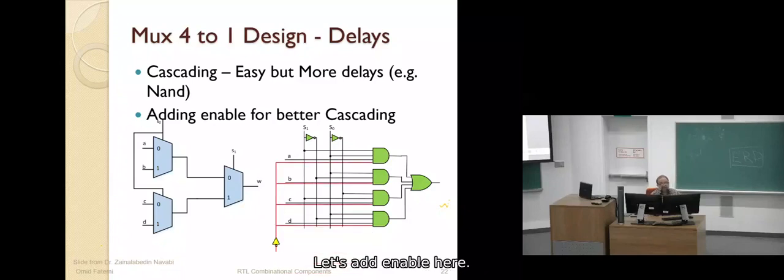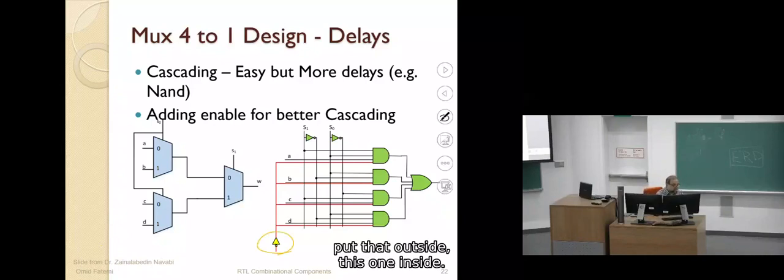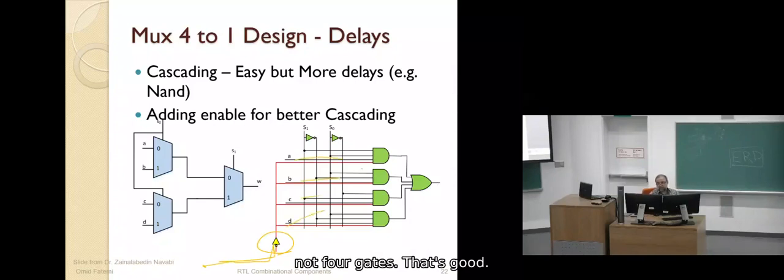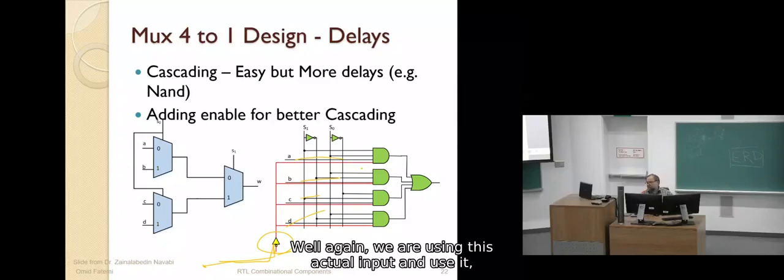So let's add an enable here. This enable, again, as we discussed before, I made active low. Why did I make it active low? From the discussion that we had in the decoder. Instead of having one input to four gates, you have one input going to only one gate. The same idea we are using with this inverter. That's good. It doesn't change the delay for the outside world. It's all internal. So again, we are using this active low enable input.